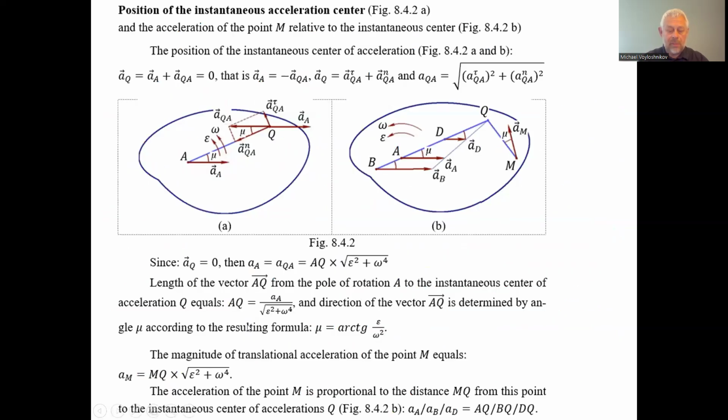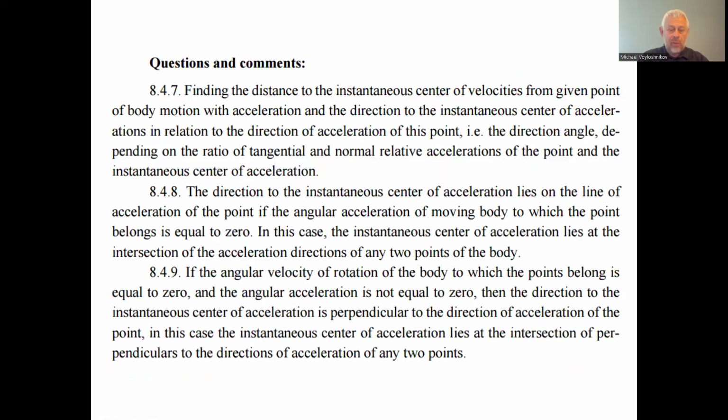The distance from any point to the instantaneous center of acceleration is equal to the translational acceleration of the given point in the numerator, and in the denominator we have the square root of the squared angular velocity of body rotation, angular acceleration of body rotation, and the angular velocity of body rotation to the power of 4. And the angle of the direction from the acceleration direction, at point A for example, is the arctangent of the ratio of the angular acceleration of the body rotation to the squared angular velocity of the body rotation.